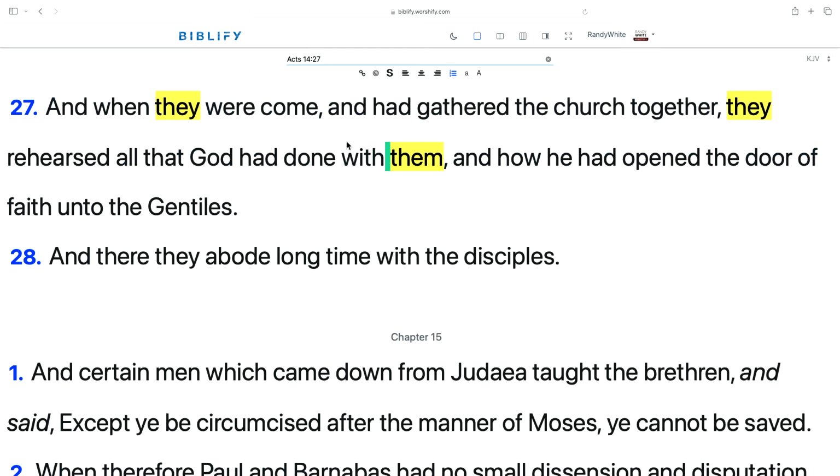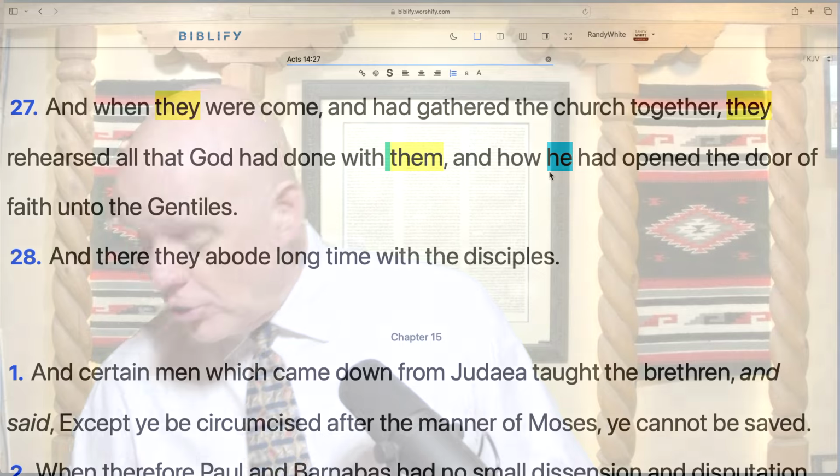Paul and Barnabas rehearsed to the church all that God had done with Paul and Barnabas, and how he, here's our question, we're going to put it in blue, how he had opened the door of faith unto the Gentiles. Who are we talking? Who is he? Could it possibly be they, Paul and Barnabas, were talking about how he, Paul, had opened the door unto the Gentiles?